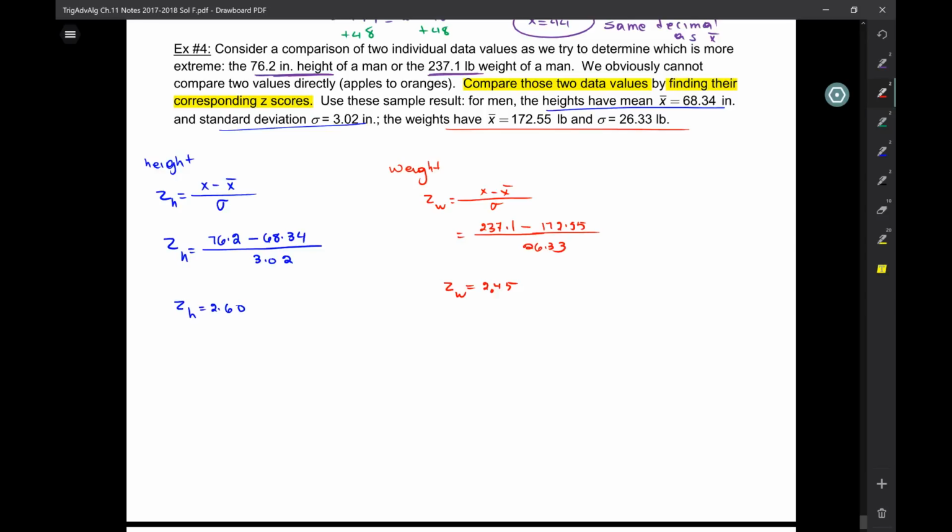Well, what's more unusual now? Which one has a higher z-score? The height, right? The guy with the height of 76.2 inches. So he's much more extremely tall than the other guy is extreme by weight. Does that make sense?